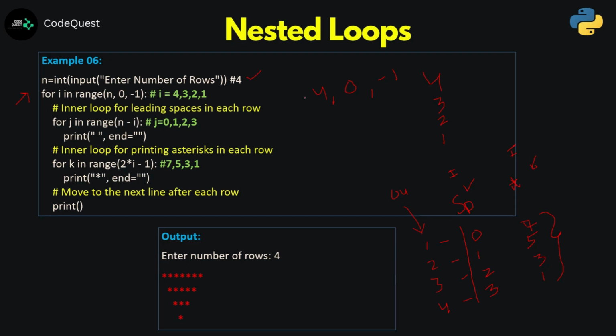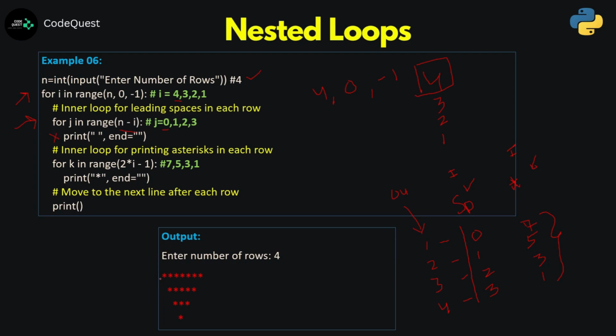Now for the first time when the I value is 4, my inner loop is going to begin, and this inner loop is responsible for printing the spaces. Because I could see in my first row I do not require any spaces. So let us see how this range function behaves. Now what is the n value? 4. What is the I value? That is also 4. So 4 minus 4, it is 0. J value is 0, which means it is not going to print any spaces for the first time.